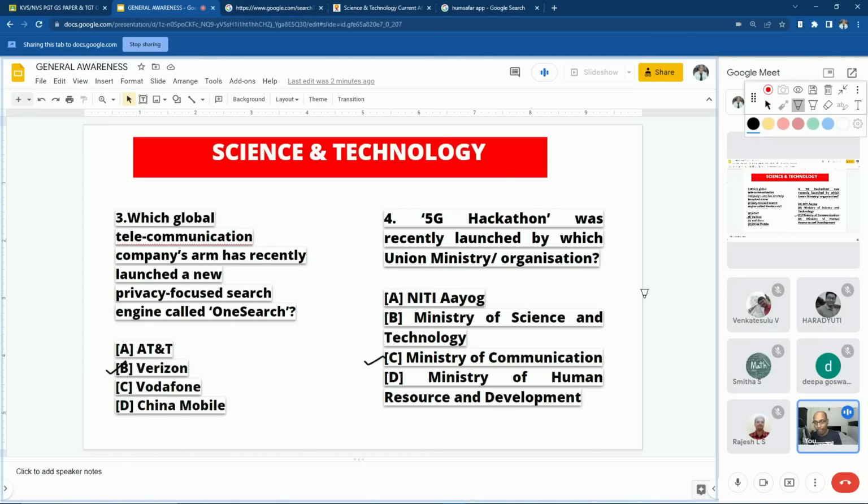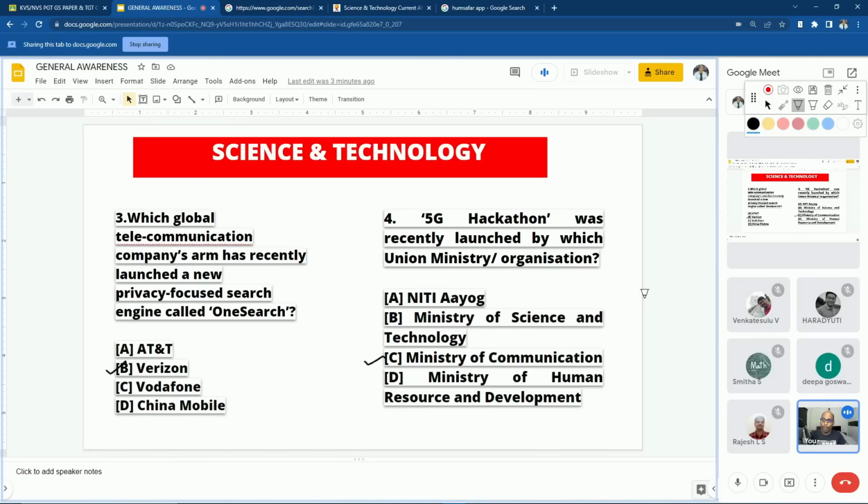And if you go with the inventions and discoveries, that is a common part of general science. So that part does not change. It will remain static every time, even after 100 years. Whoever discovered the neutron, the person remains the same. Whoever discovered the electron, the name remains the same. Whereas in science and technology, we have to know the latest updates and update ourselves with the latest important information in the field of science and technology.